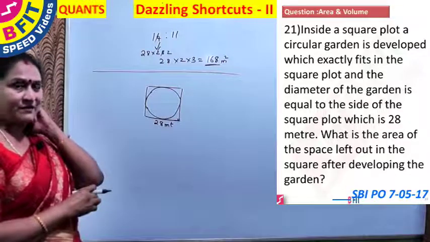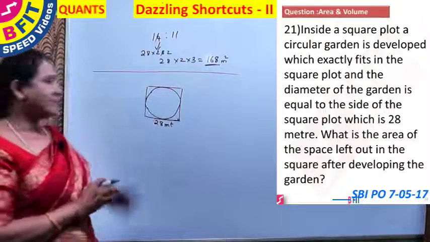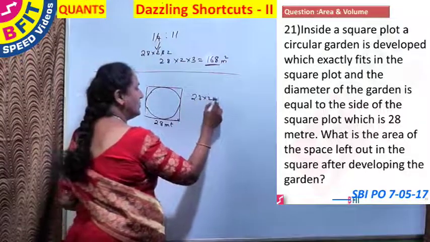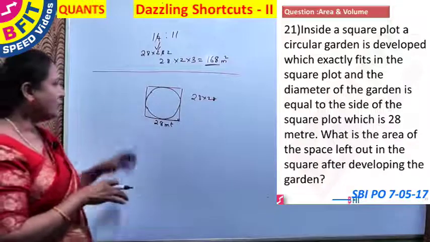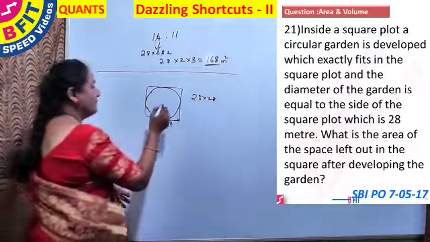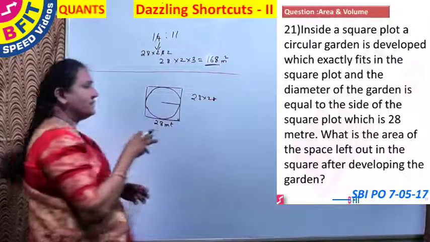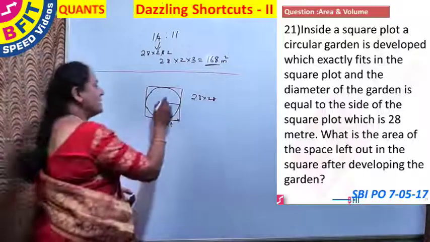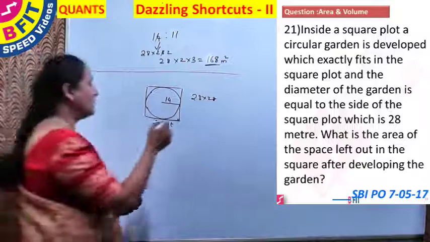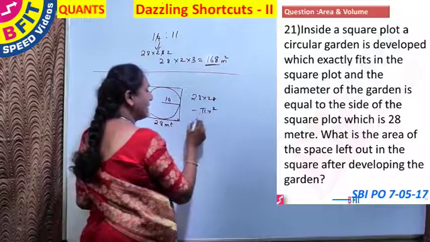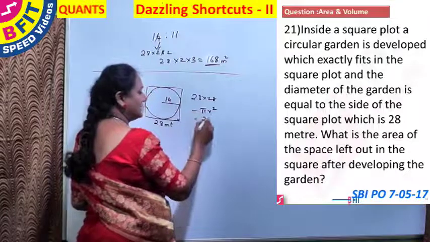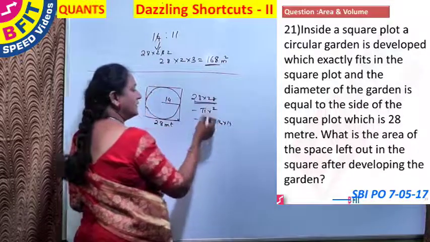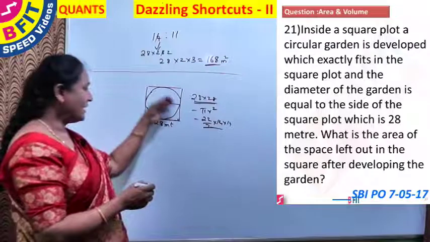So for this, how will we proceed? We'll find the area of the square. The side is given, so we can find 28 into 28, the area of the square. And now we can find the area of the circle. As this circle fits exactly in the square, and it is also given that the diameter is equal to the side of the square, the radius will be half. And we'll calculate the area of the circle with pi r square. Pi is 22 by 7, so r is 14 into 14. So by subtracting the area of the circle from the square, we get the area in between.